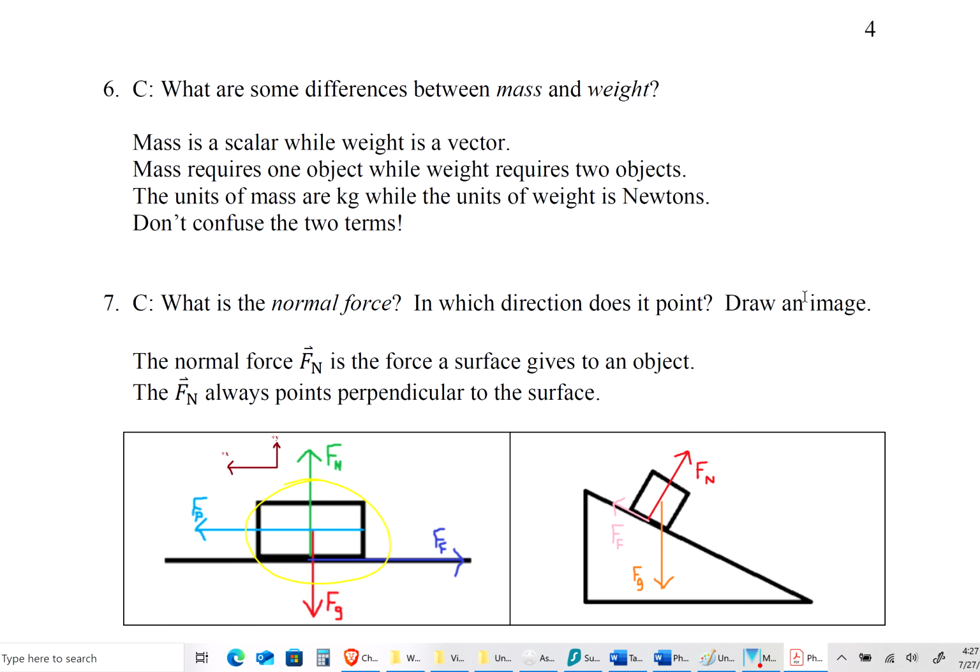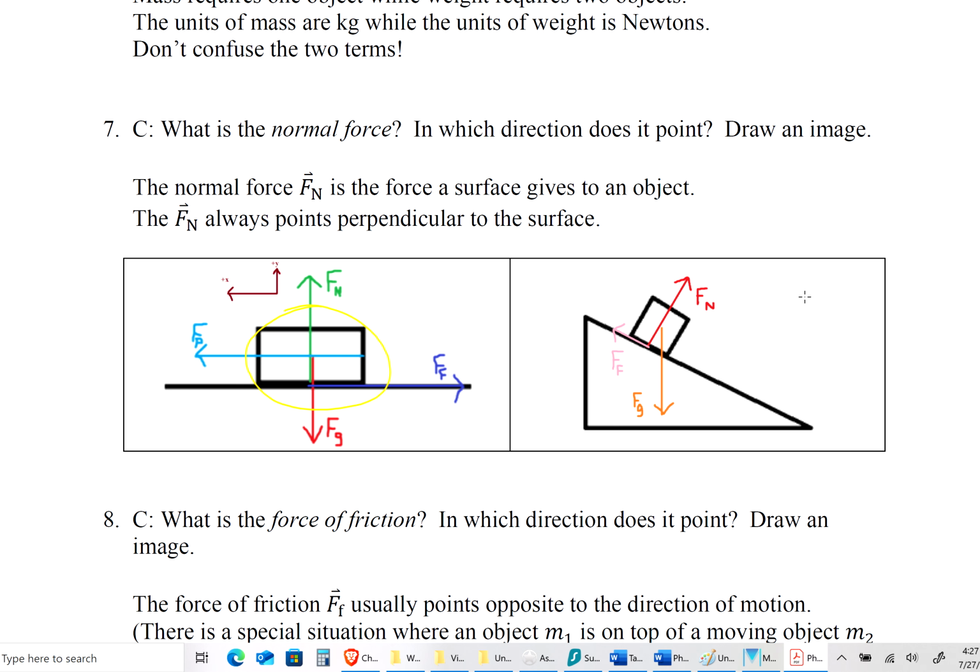Question number 6. What are some differences between mass and weight? This is an important question because some people ask you, what's your weight? How much do you weigh? They should ask you, what's your mass? Mass is a scalar, weight is a vector. Mass requires 1 object, while weight requires 2 objects. The units of mass are kilograms, while the units of weight are newtons. So don't confuse the two.